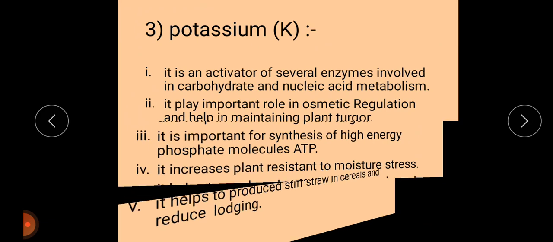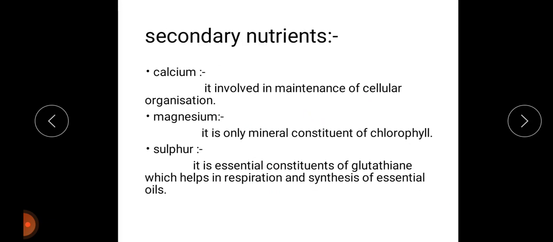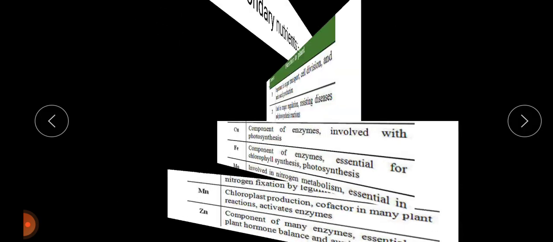After that, we discuss the secondary plant nutrients. Calcium is involved in the maintenance of cellular organization. It is also very important, and it increases the stiffness of straw and promotes root growth and development. Then it also plays an important role in neutralizing organic and phosphatic acid injury to plants.